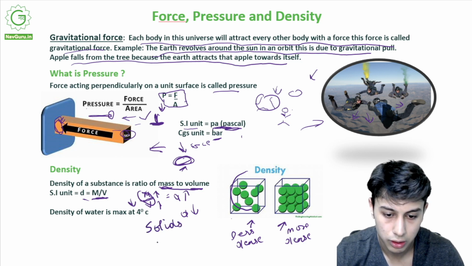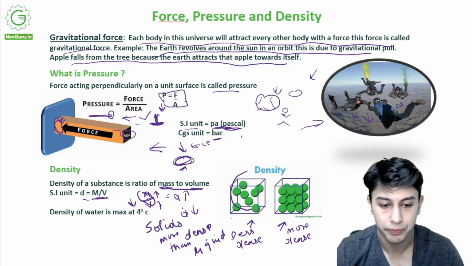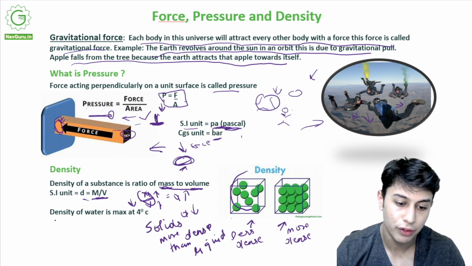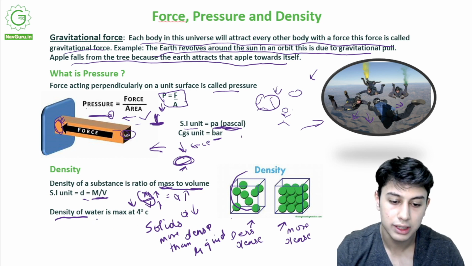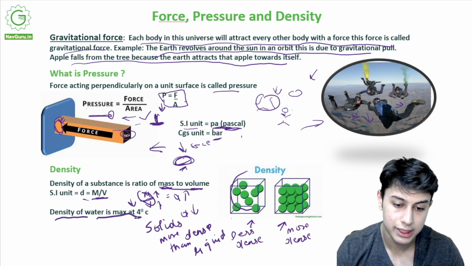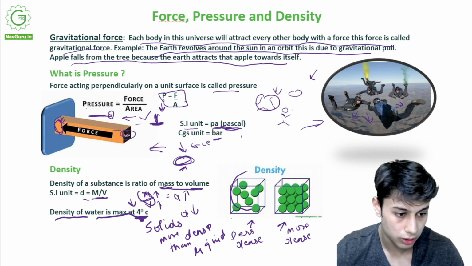Solids are more dense than liquid. Density of water. Supposedly this is a molecule of water. Water's density is maximum at this temperature, 4 degrees Celsius. Let's go on to the next slide.